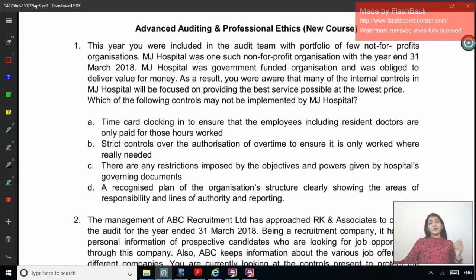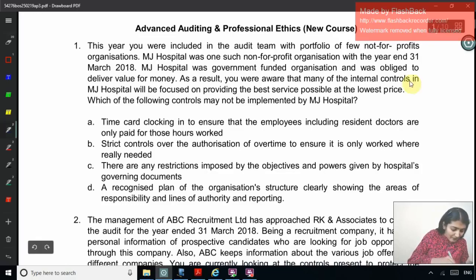I've already told my students, and all those who are seeing this video, that you need to focus more on the MCQs which have been released by ICAI. The more MCQs you see, the more knack you will develop, and the more your guesswork will be correct. Let's read question number 1.